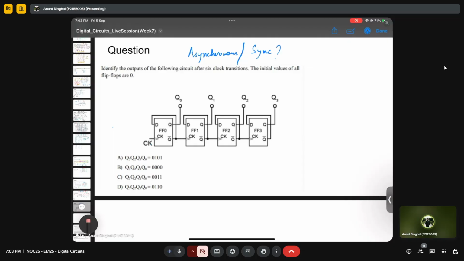So again, it says identify the output of the following circuits after 6 clock transitions. The initial value of all flip flops is 0. So initially it's 0, 0, 0, 0. So it's a D flip flop. We know that Qn plus 1 is D, or it's Qn only. And if you see in this particular question, the actual D that is connected, it's connected to Qn bar, right? For all the cases, D is connected to Qn bar.